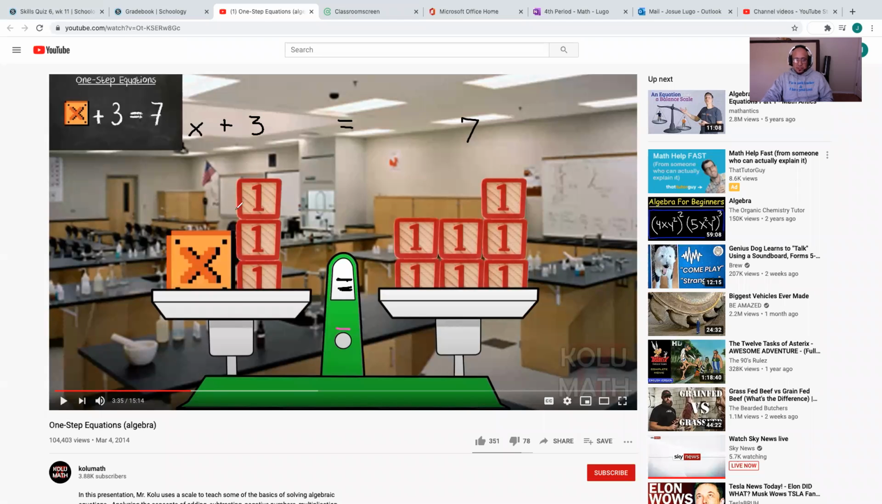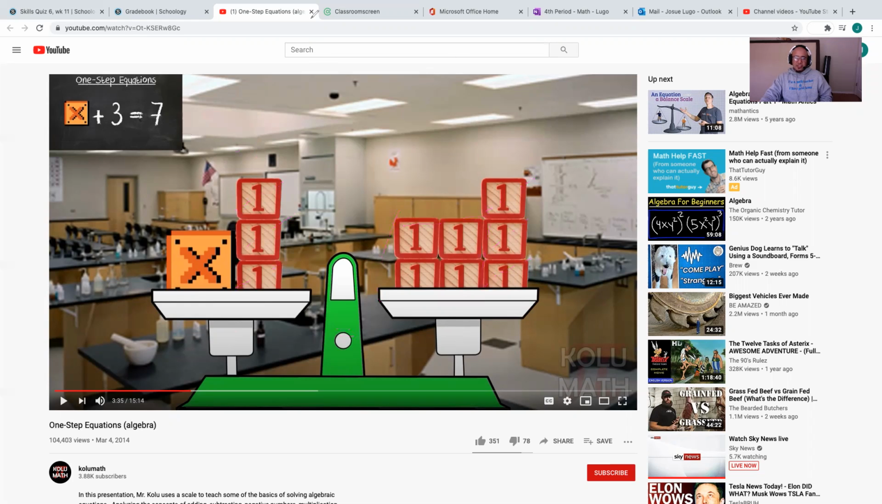So I want the x by itself, so I'm going to get rid of the 3. So I'm going to subtract 3. But if I want to stay balanced, whatever I did to one side, I must do to the other. So I'm going to take 3 away from the 7 as well, leaving me with 4. So that means that x by itself has to be 4 for this to work out. And that is the answer. x is equal to 4.